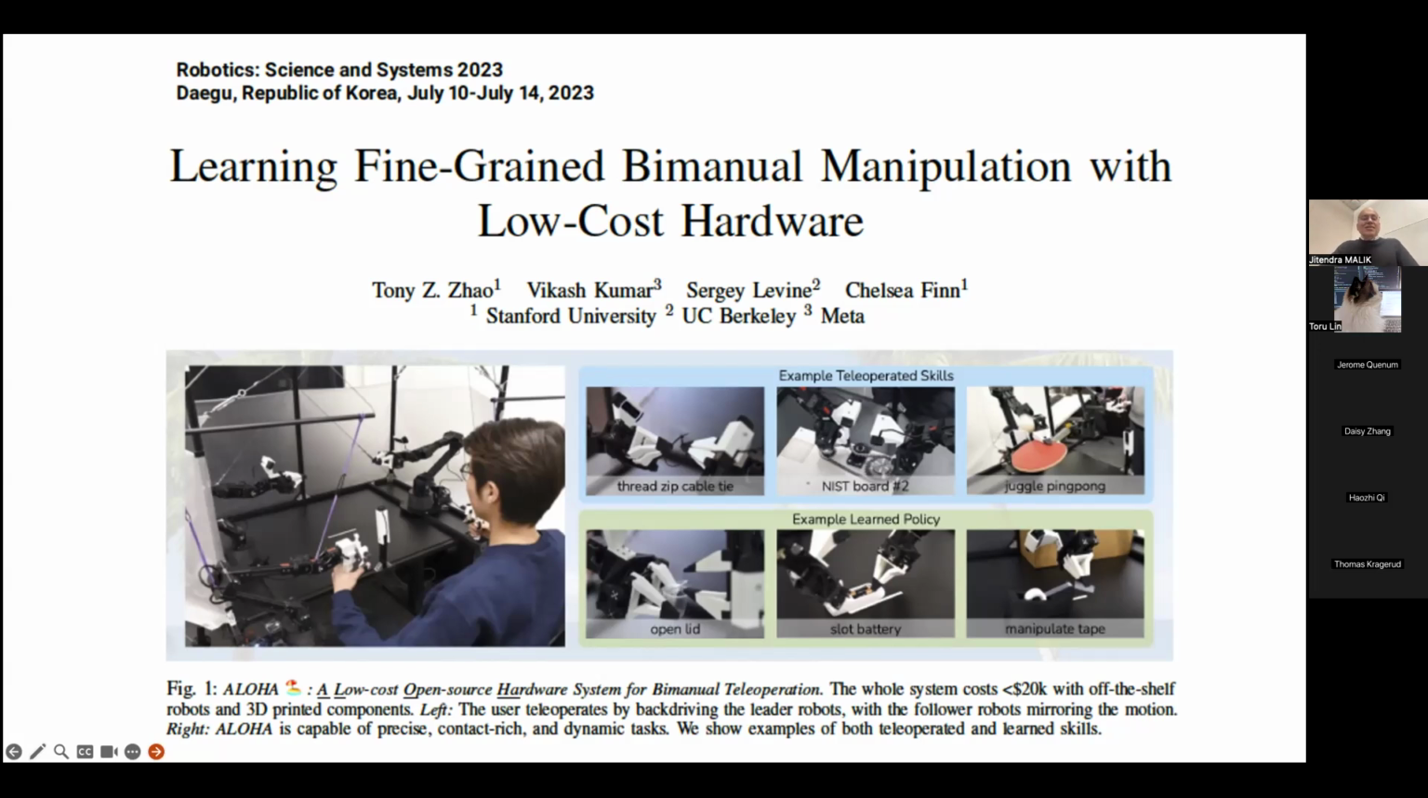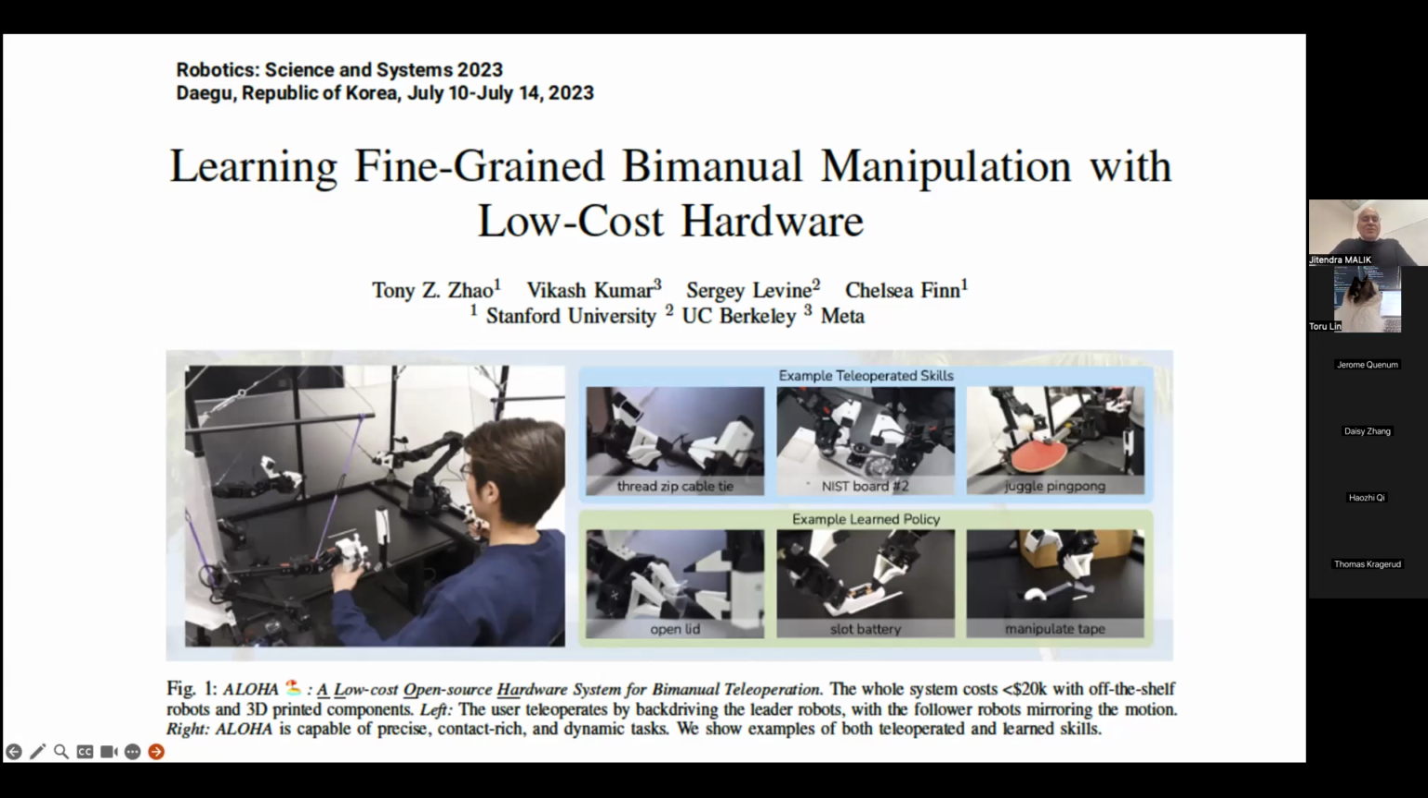No, this is a later one. This is not the first Aloha. This is a slightly later one, I think. But the one at RSS 2023. There are arXiv papers, there are conference versions, so I'm not going to get into the archaeology of this. So this is the setup.